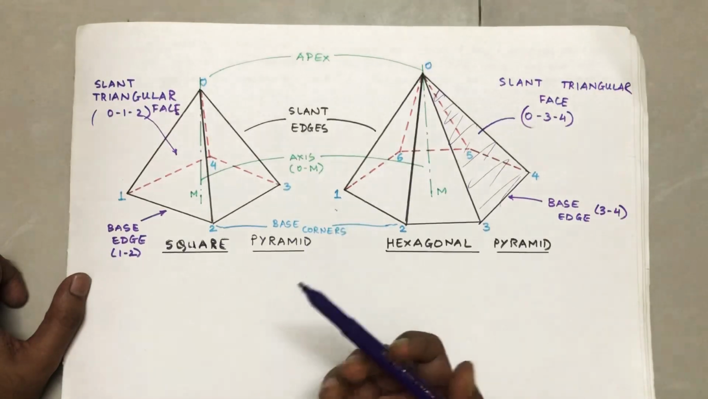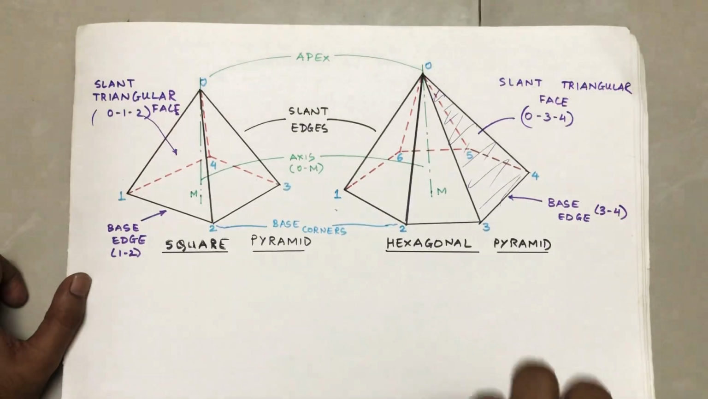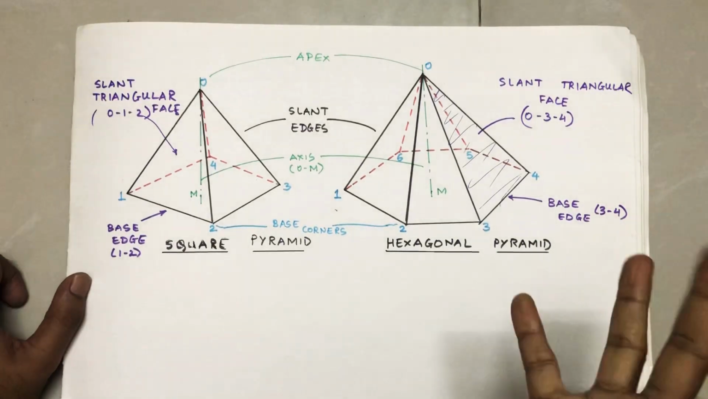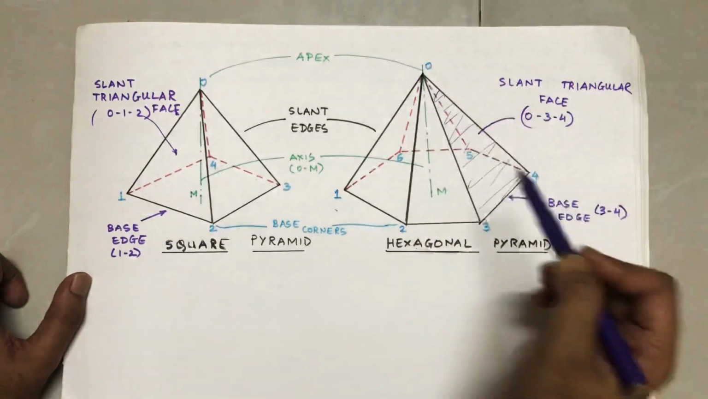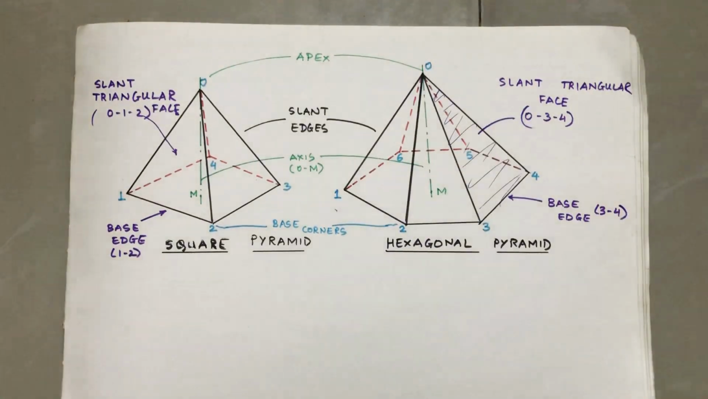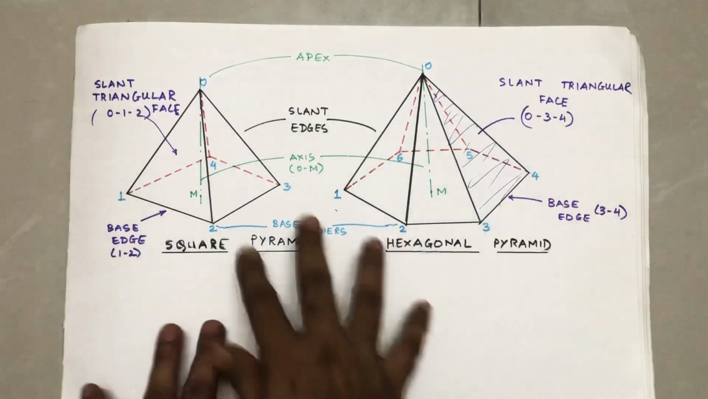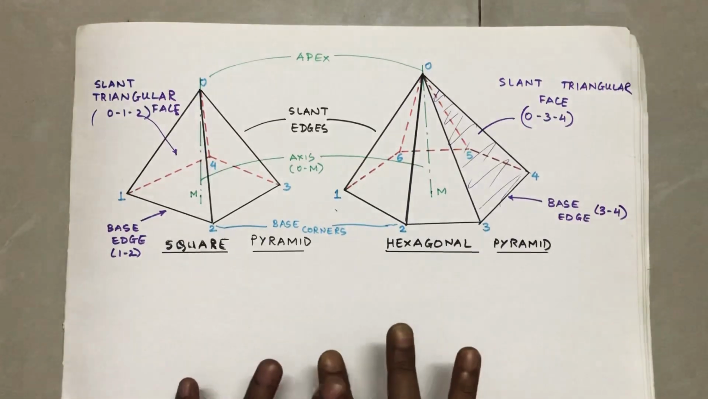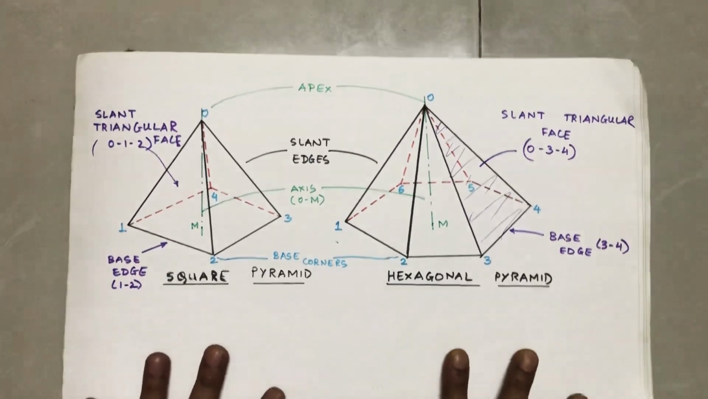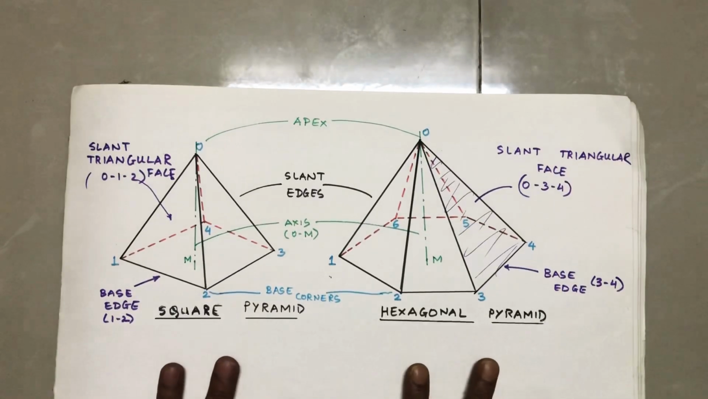How many slant triangular faces will we have in a pentagonal pyramid? 5. O12, O23, O34, O45 and O51. I'll again draw a pentagonal pyramid when we actually solve some problems, but this is the naming that you should remember, because these terms are going to come in our problems. Okay, so let's quickly go through them once again.